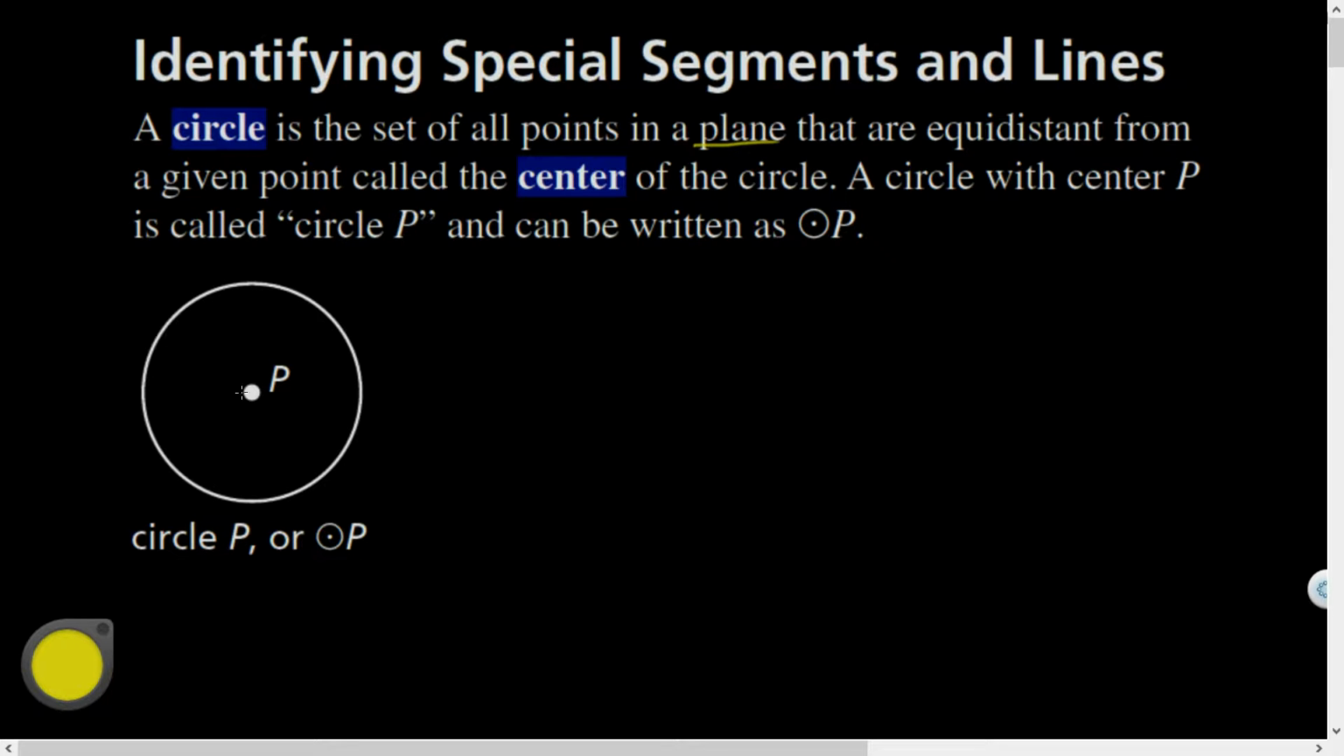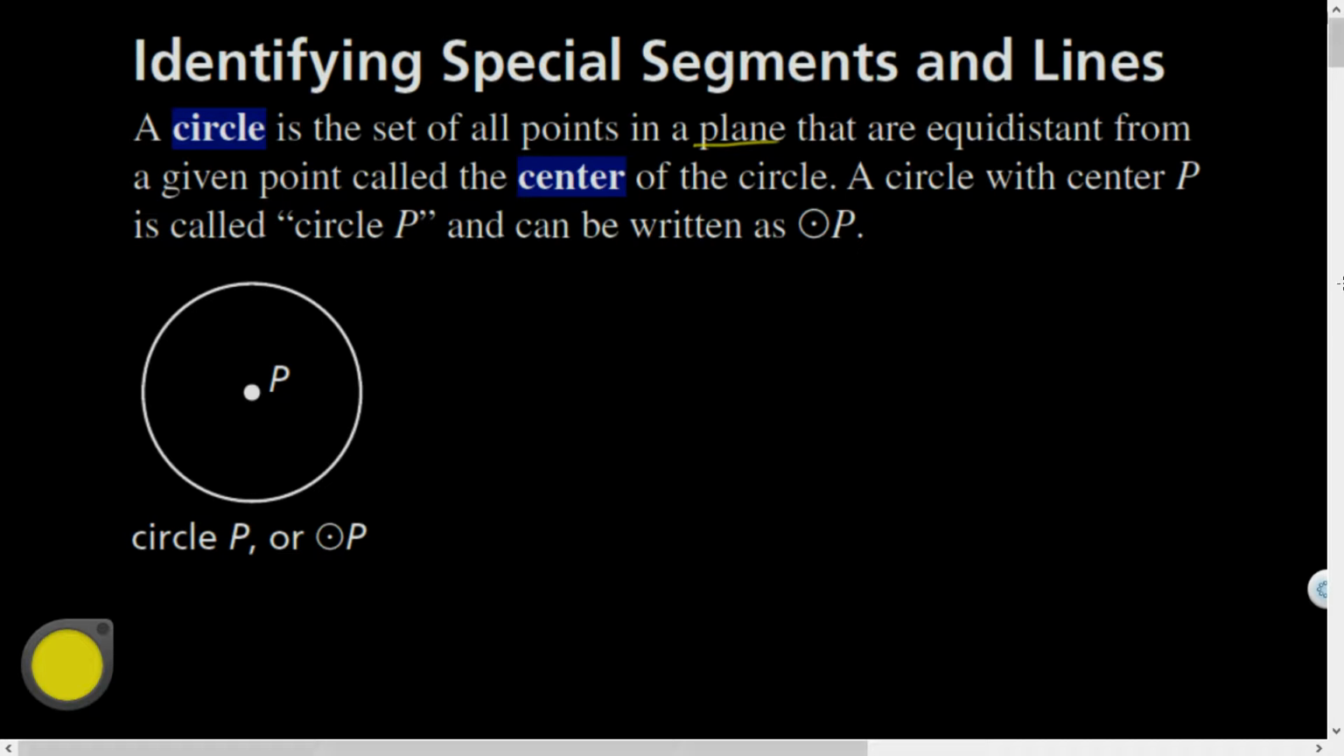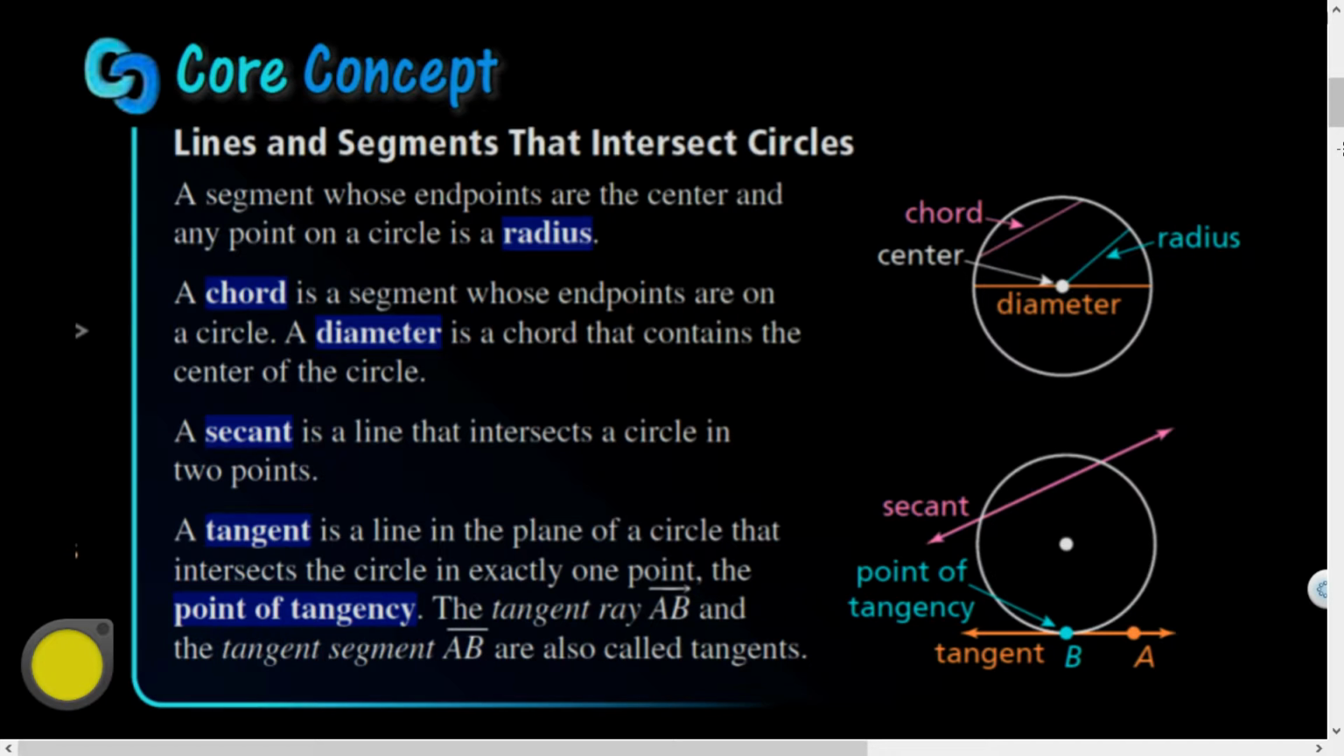So the center, like so. You could even draw a picture of a circle. And a circle is named by its center point, is what we end up labeling it as. And here's a whole bunch of vocabulary about special segments and lines in circles.